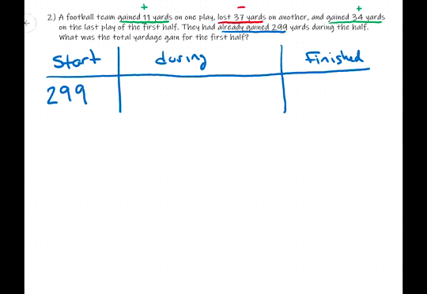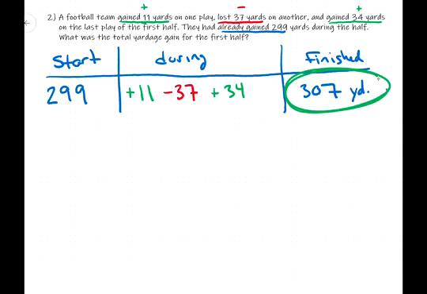And then during those 3 plays, it looks like there was a gain or a plus of 11. Then there was a loss, so take away or subtract 37. And then finally, there was a gain of 34. So starting with 299, it increased by 11, decreased by 37, then increased again by 34. And if you plug this into a calculator, 299 plus 11 minus 37 plus 34, you will get a grand total of 307 yards. And so in this case, that would be our final answer.